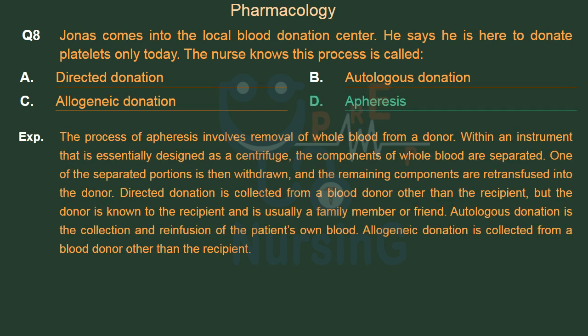Apheresis. The process of apheresis involves removal of whole blood from a donor. Within an instrument that is essentially designed as a centrifuge, the components of whole blood are separated. One of the separated portions is then withdrawn, and the remaining components are retransfused into the donor. Directed donation is collected from a blood donor other than the recipient, but the donor is known to the recipient and is usually a family member or friend. Autologous donation is the collection and reinfusion of the patient's own blood. Allogeneic donation is collected from a blood donor other than the recipient.